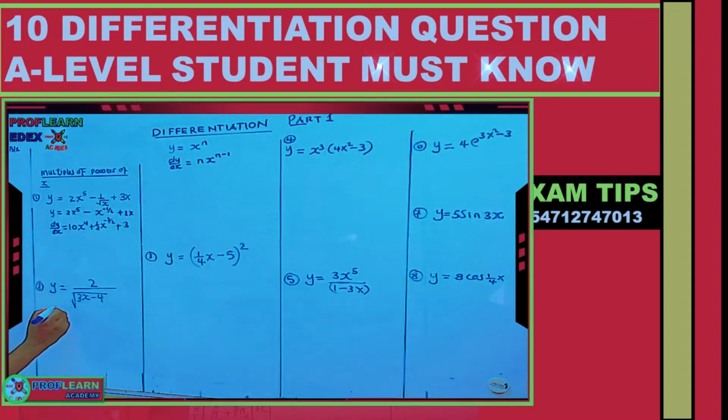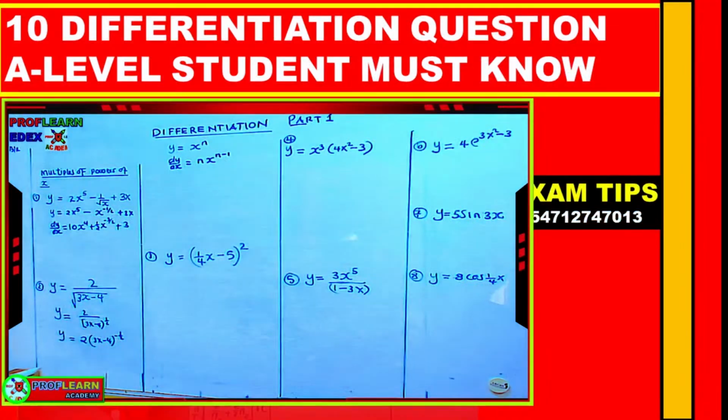Then this one here, I'm going to rewrite it first, and this is going to be 2 over (3x minus 4) raised to power 1/2. I can rearrange it further, and it will become 2, rather I'll take it up into (3x minus 4) raised to negative 1/2. So with this one, we can perform the differentiation. To differentiate this, we're going to use the chain rule.